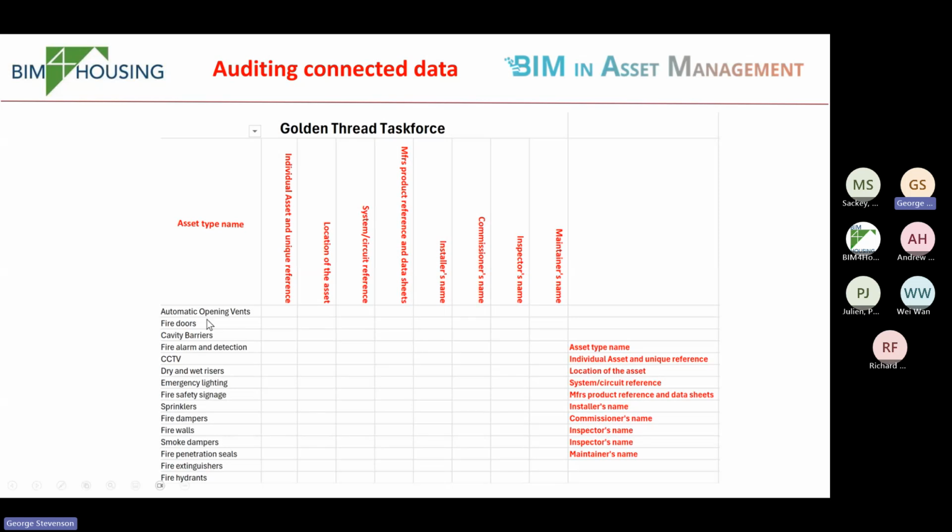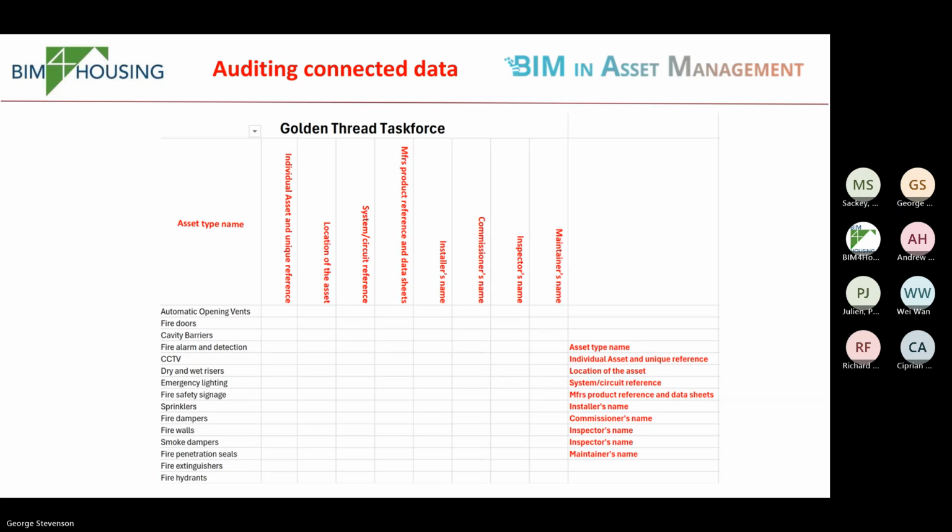So here, for example, what we've done is said, right, these are the key asset types that are mentioned in the regulations. We need to know what the asset type name is. We need to know the individual reference of the asset, its location. If it's part of a system or a circuit, we want to know that as well. And then the manufacturer's details to make sure that all ties together with data sheets. And then the installer, the commissioner, whoever's inspected it and whoever's maintained it.